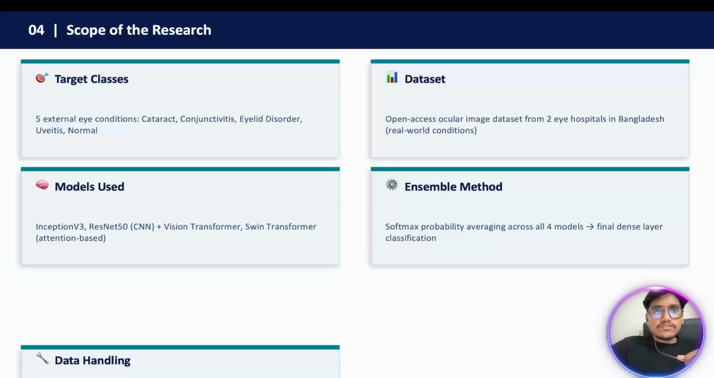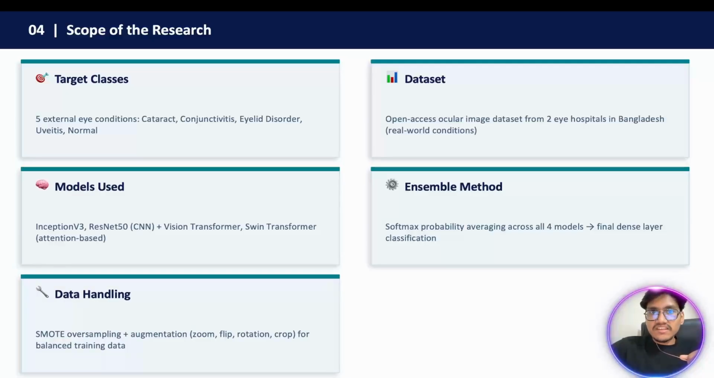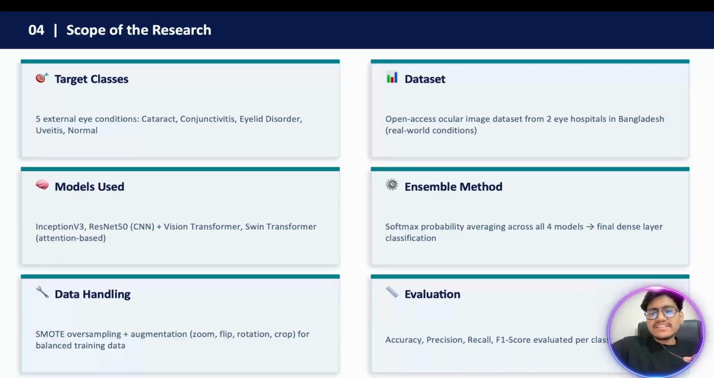And then talk about the data handling. How did they handle the data? To fix the class imbalance problem, SMOTE is used to generate synthetic additional samples for underrepresented classes. On top of that, standard data augmentation techniques, random zoom, horizontal flip, rotation, and cropping, are applied to increase the variety of training examples. And then the evaluation. The models are evaluated using 4 standard metrics: accuracy, precision, recall, and F1 score. These are calculated both for individual classes and for the overall model performance.